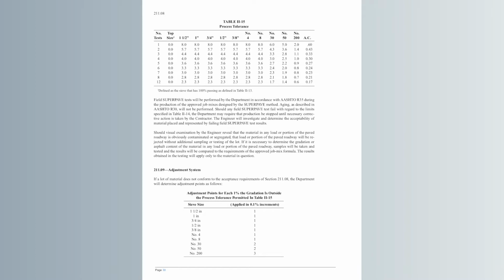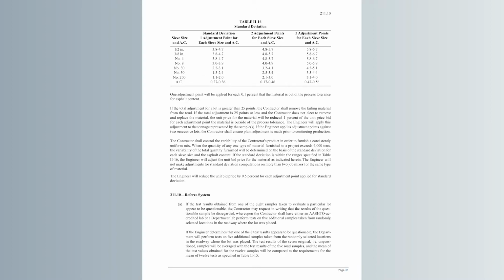211.09 talks about our adjustment system and how we calculate the adjustment points if your material does not meet those tolerance ranges. 211.10 talks about our referee system, and that's if you don't agree with the test results that either you get as a contractor or that VDOT gets as the department.